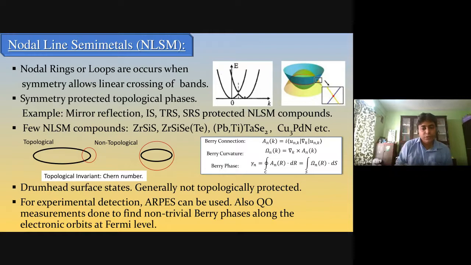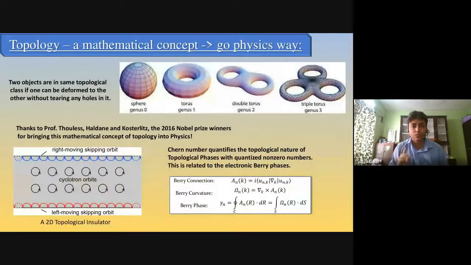But in that case, if you can do quantum oscillation measurements, from there you can calculate the Berry phases very easily. And if you see you get some non-zero value, you can tell that this system has some non-trivial topology. So that is the connection for quantum oscillations in these nodal and semimetal systems. So we'll just go over that, but first one slide for the topology.